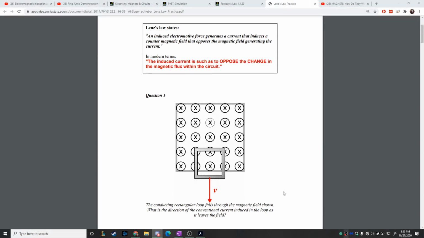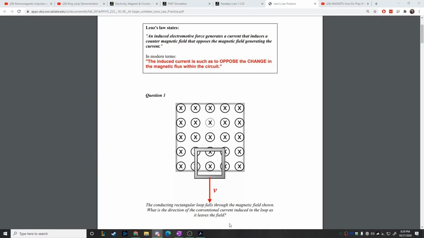So induced current is such as to oppose the change in flux within the circuit, right? Okay. So here's an example. You have a conducting loop. You have a magnetic field that points into the page, okay? The conducting loop falls downwards through the field as shown. We want to find what is the direction of the current induced in the loop as it leaves the field. Okay?